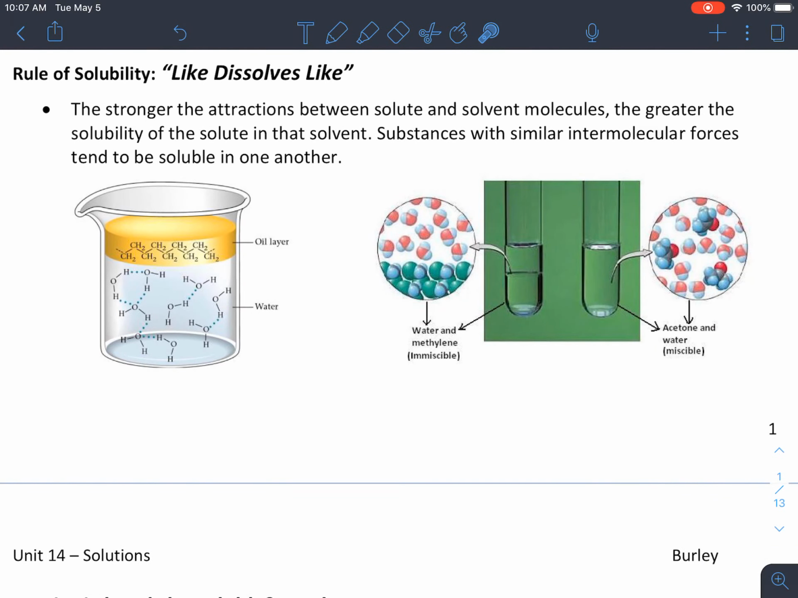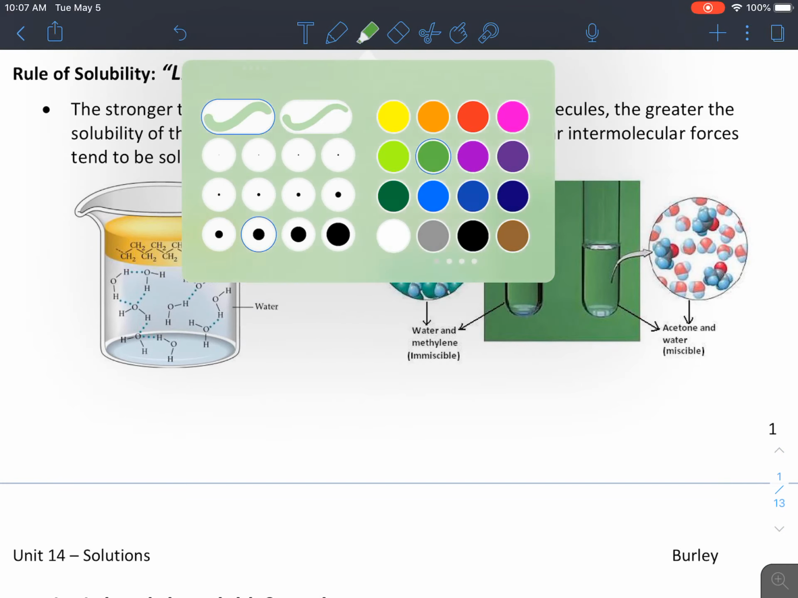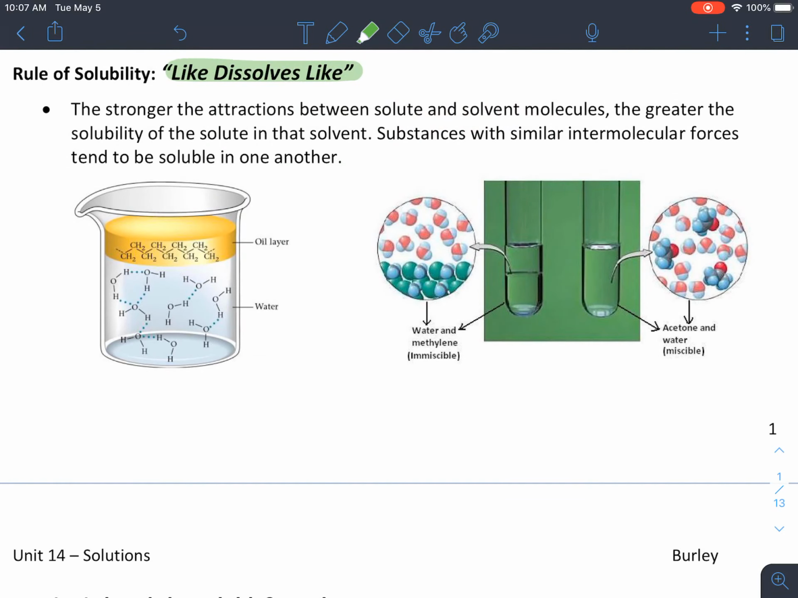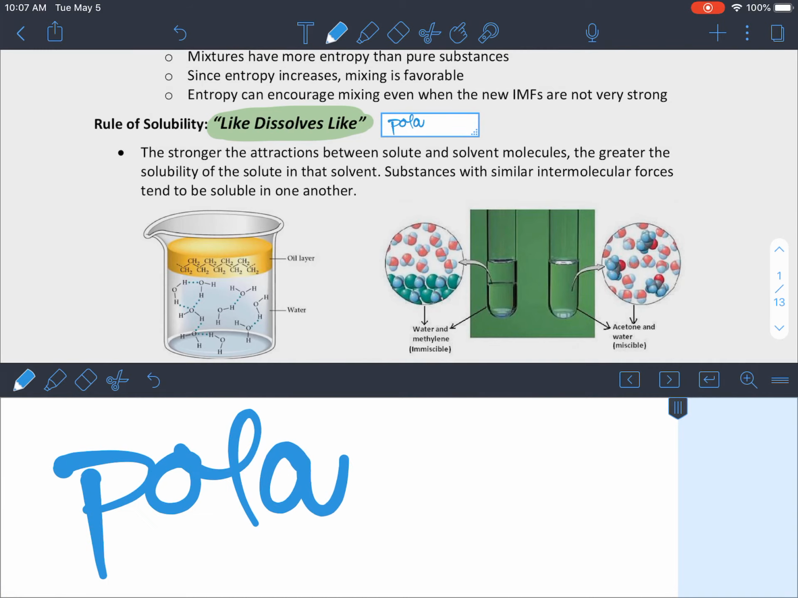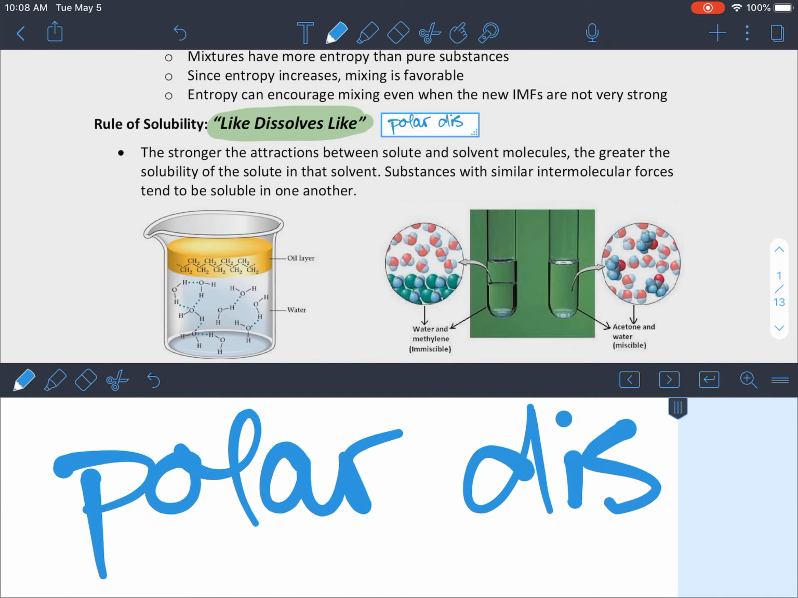So let's talk a little bit more closely about how we can determine what is going to dissolve in what. And then I'm going to talk a little bit more about the intermolecular forces of things. So we are going to take a look at these pictures here. And I do want you to highlight this area where it says "like dissolves like." When we say the word "like," what we're talking about is polar compounds dissolve in polar.